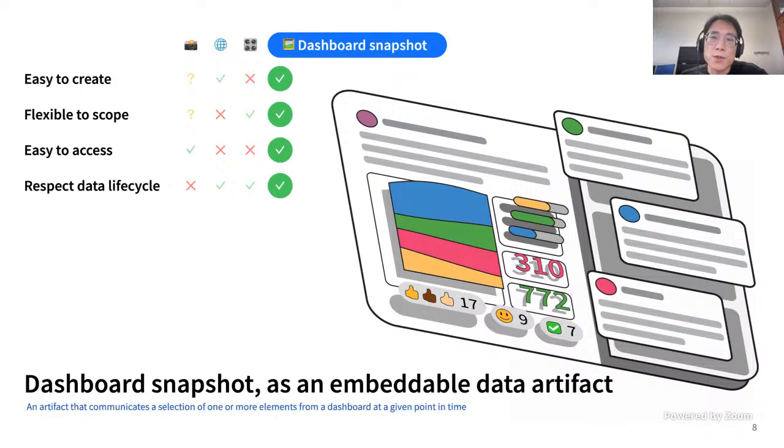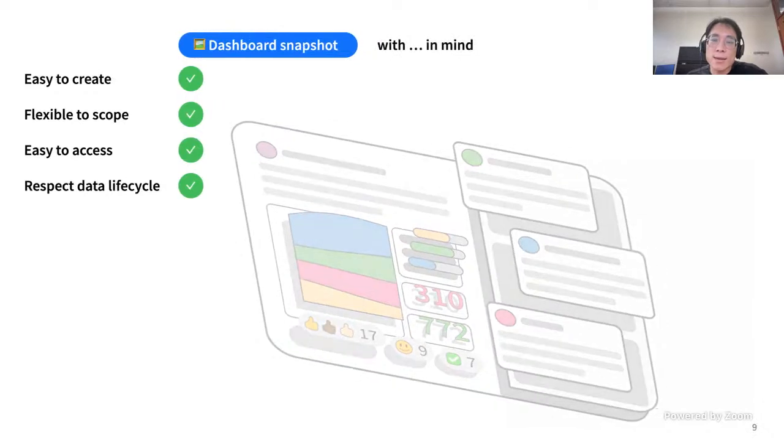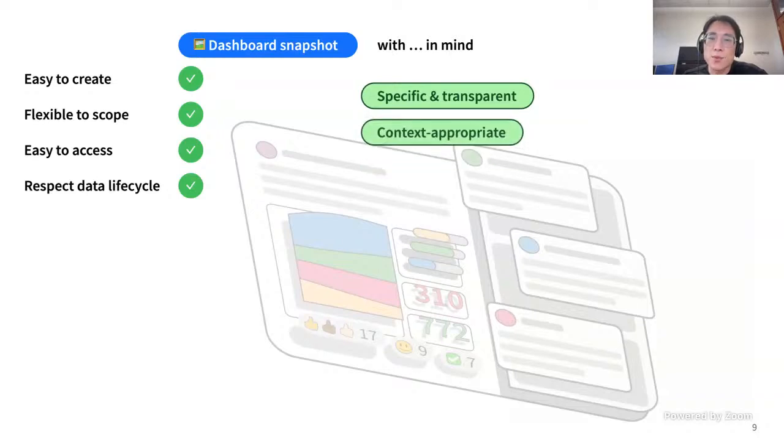Dashboard Snapshot refers to an artifact that communicates a selection of one or more elements from a dashboard at a given point in time. In designing Dashboard Snapshots, we had the following considerations in mind: be specific and transparent about how a data professional has made a selection from a dashboard and what caveats are entailed in the data at that moment. Be context appropriate, considering factors like visualization literacy of consumers. Lastly, be time sensitive so that an outdated snapshot does not lead to any miscommunication.